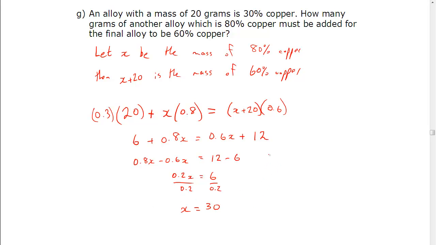So let's make sure we answer the question. We want to know how many grams of another alloy, which is 80% copper. So X is the mass of 80% copper. Therefore, 30 grams of an 80% copper alloy must be added. And so that's the answer, 30.